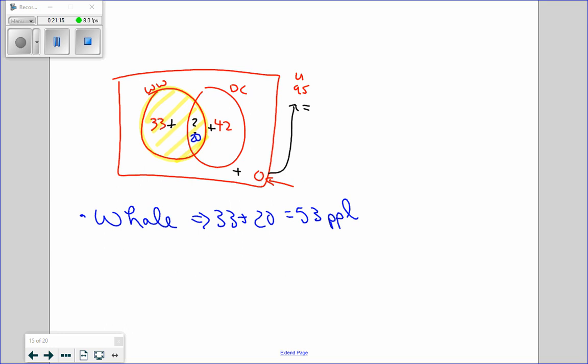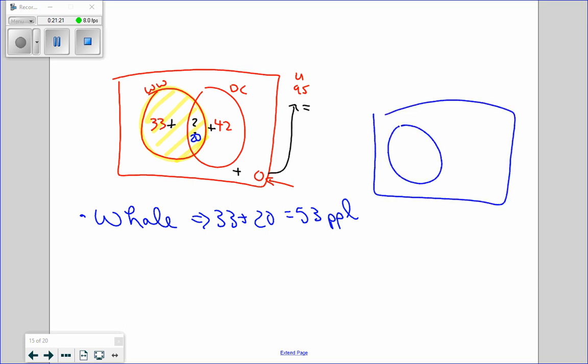Well, okay. So if it's given to you like this, if it says whale watching 33 like that, then the answer would be 33 because this number here represents everything inside that circle. This number here, when it gives it to you like that, means the people that just did whale watching, not dinner cruise.